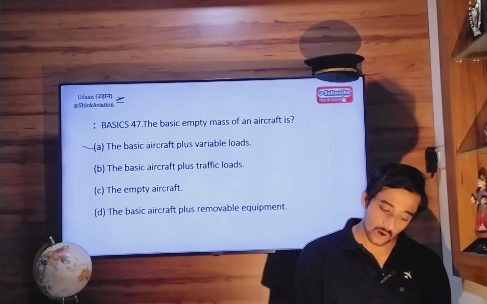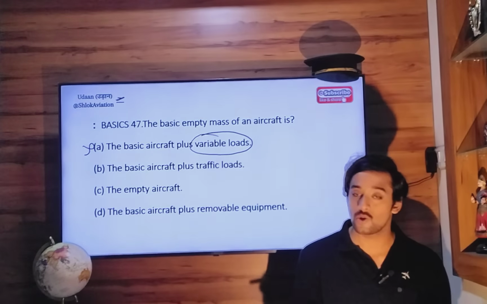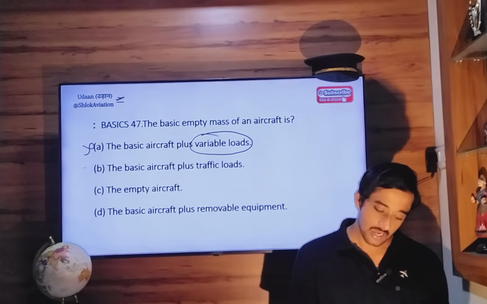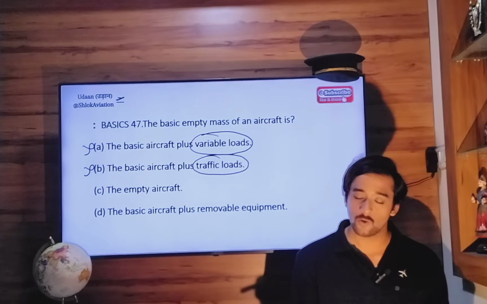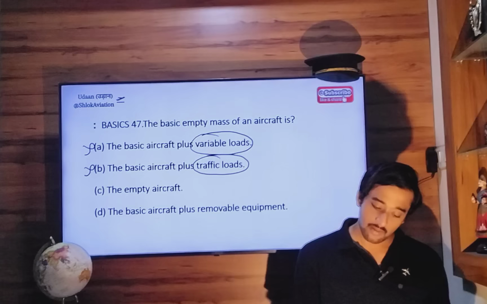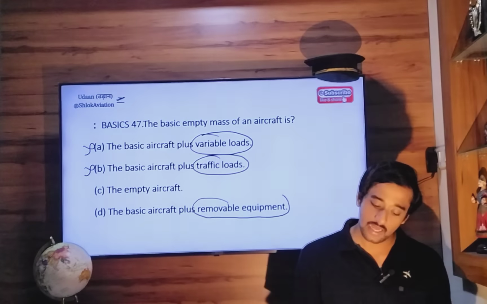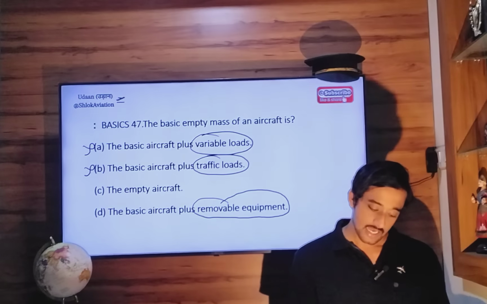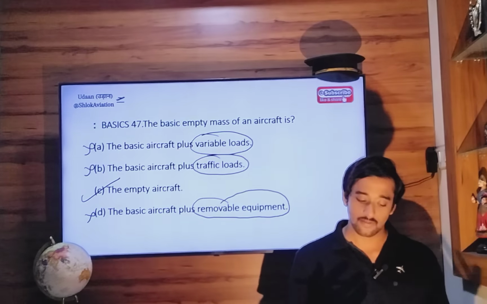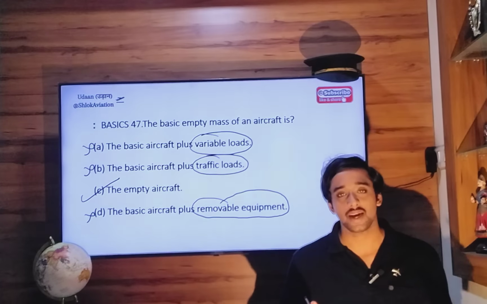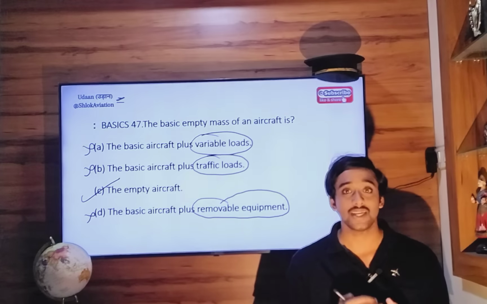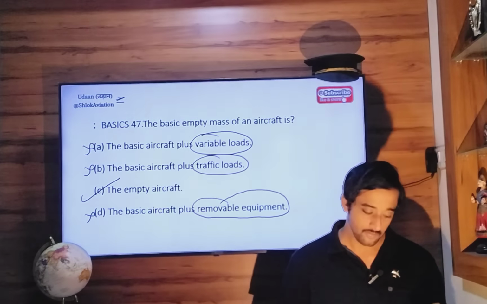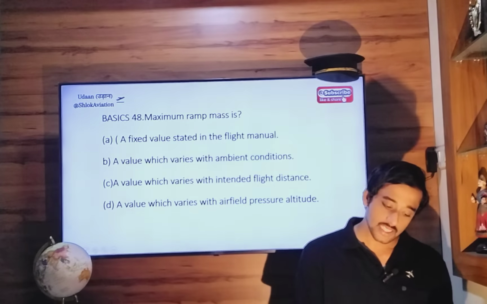So now Alpha will be wrong because it does not include variable loads. Variable loads is included in dry operating mass. Again, traffic load is included in zero fuel mass, right? Removable equipment is again included in variable loads or dry operating mass. So Charlie is the right answer. Basic empty mass is nothing but your empty aircraft, and this empty aircraft will still have unusable fuel, oil, fluids, etc. Okay. Next. Maximum ramp mass.